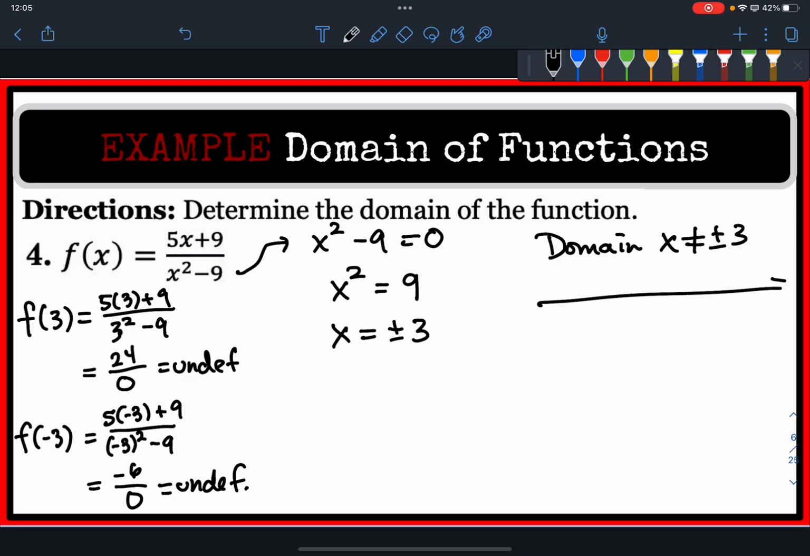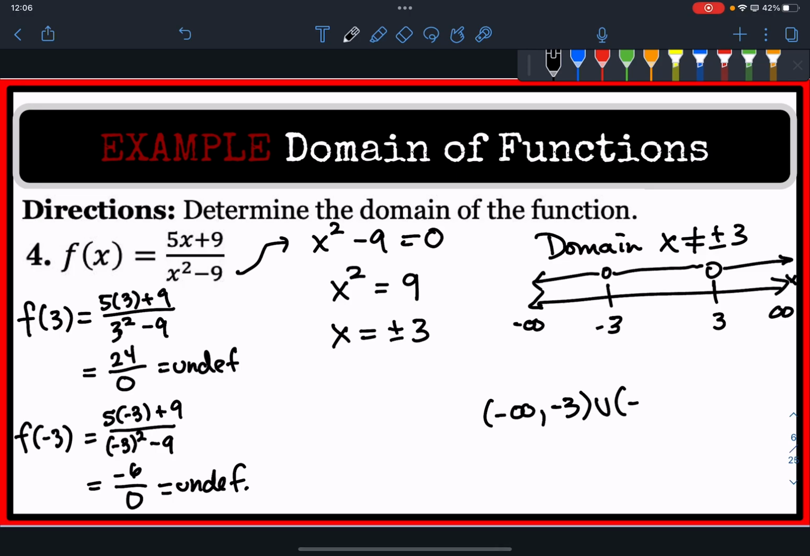So as a horizontal number line, that would mean we have an open circle above negative 3 and an open circle above positive 3. So we can pick all of the numbers to the right of positive 3, all the numbers to the left of negative 3, and then all the numbers in between negative and positive 3. And as an interval, that looks like this. So that's our domain.